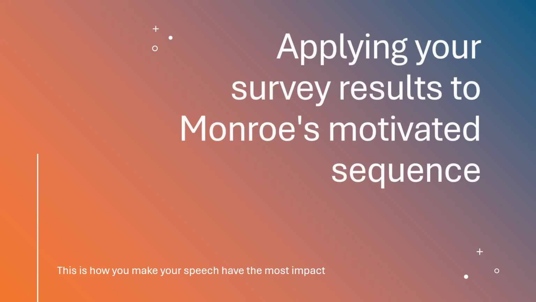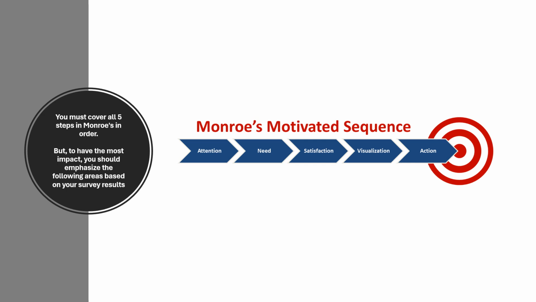We already talked a little bit about how you take the results from Monroe's motivated sequence and apply them to the audience. This is just going to take that information and give you a little more clear picture on how you're going to emphasize different areas of Monroe's to make your speech have the most impact. Again, as you are looking at this, you are still covering all 5 steps in Monroe's motivated sequence, and you cover them in this order. But to have the most impact, you should emphasize a few areas depending on your survey results.